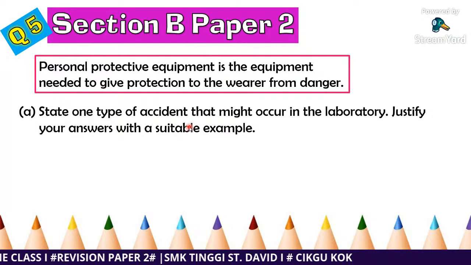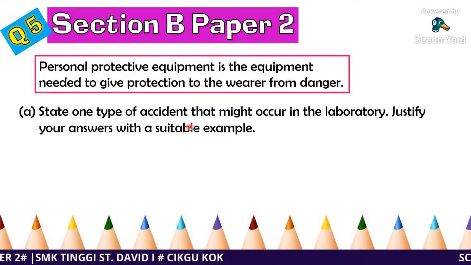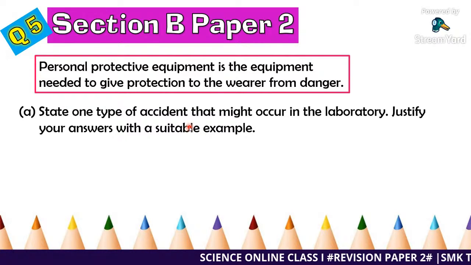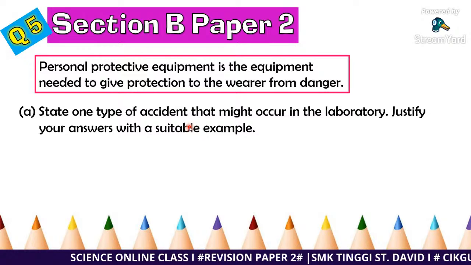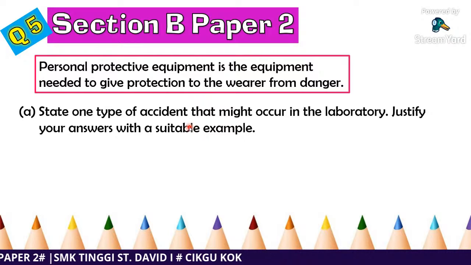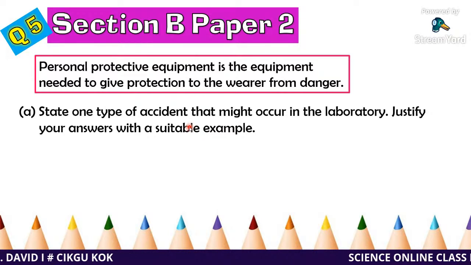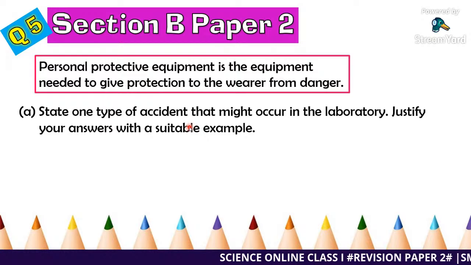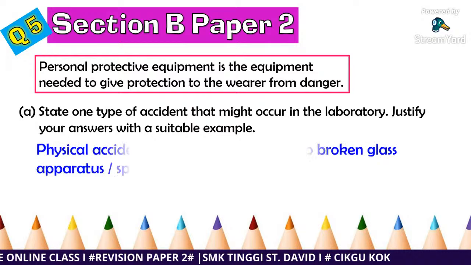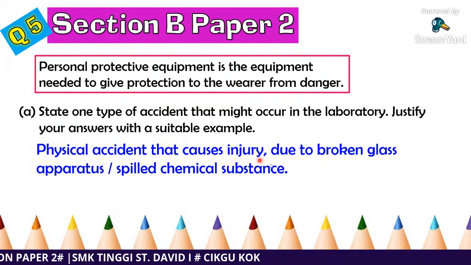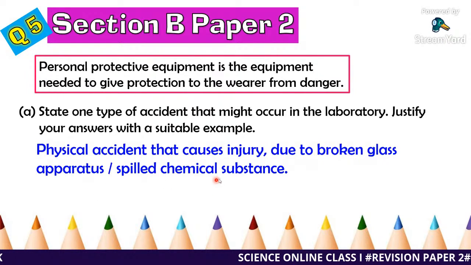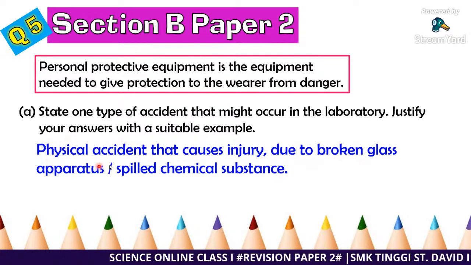So normally, accidents that happen in the lab, we just talk about the simple ones. Every time a student will spoil something. Every time they give the glass, the cylinder, they will break the cylinder. So this is what normally happens. Another one is a spill. You put liquid inside the cylinder, after that you pour out. So we give the example of what accidentally happened: a physical accident that caused injury due to broken glass apparatus, or a spilled chemical substance. So this one, first you put the accident.